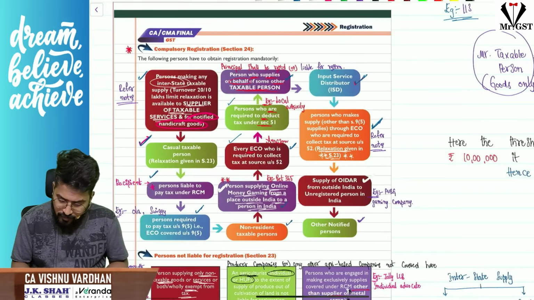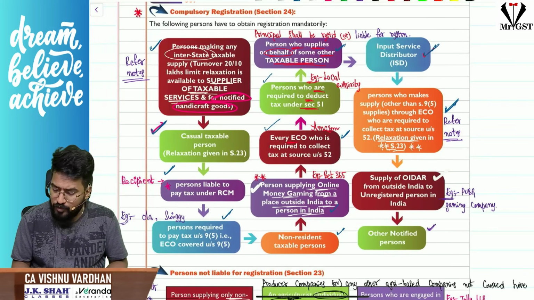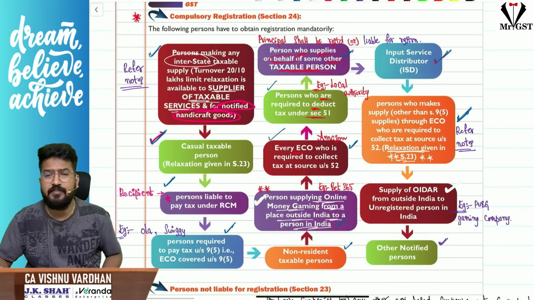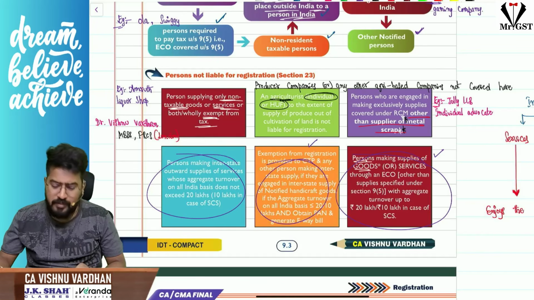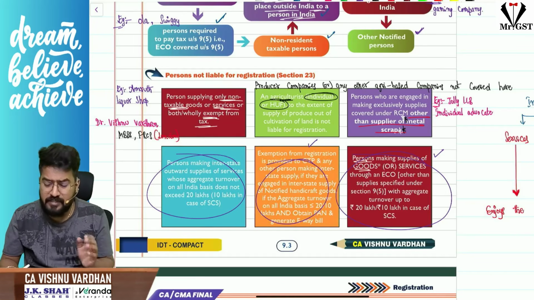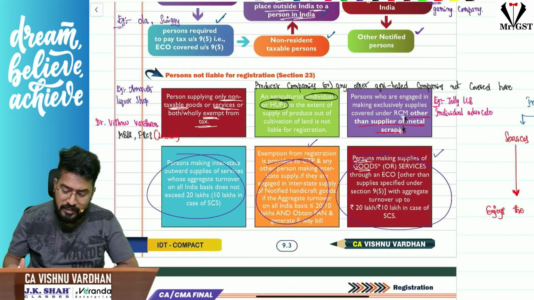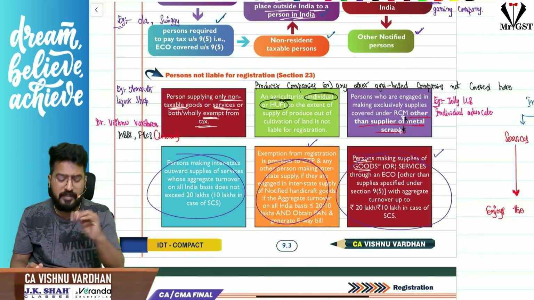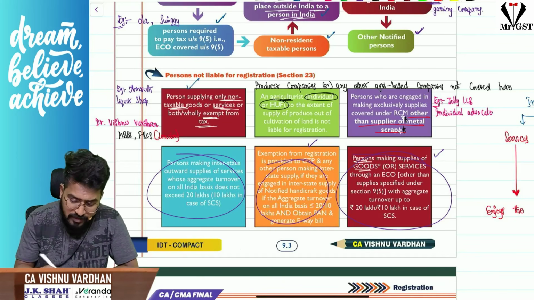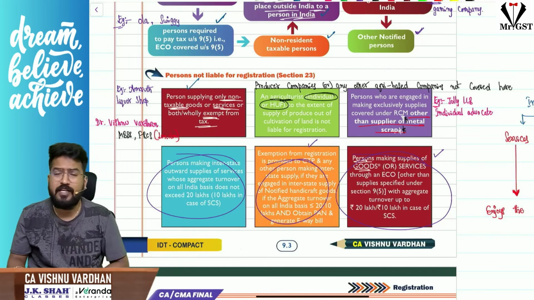So I think we are done with section 24 now. So with this we are done with section 24. So coming to the next one, section 23, persons not required to take registration. So mostly we would have done them in section 24 itself. Persons who are exclusively making non-taxable supplies and exempt supplies.